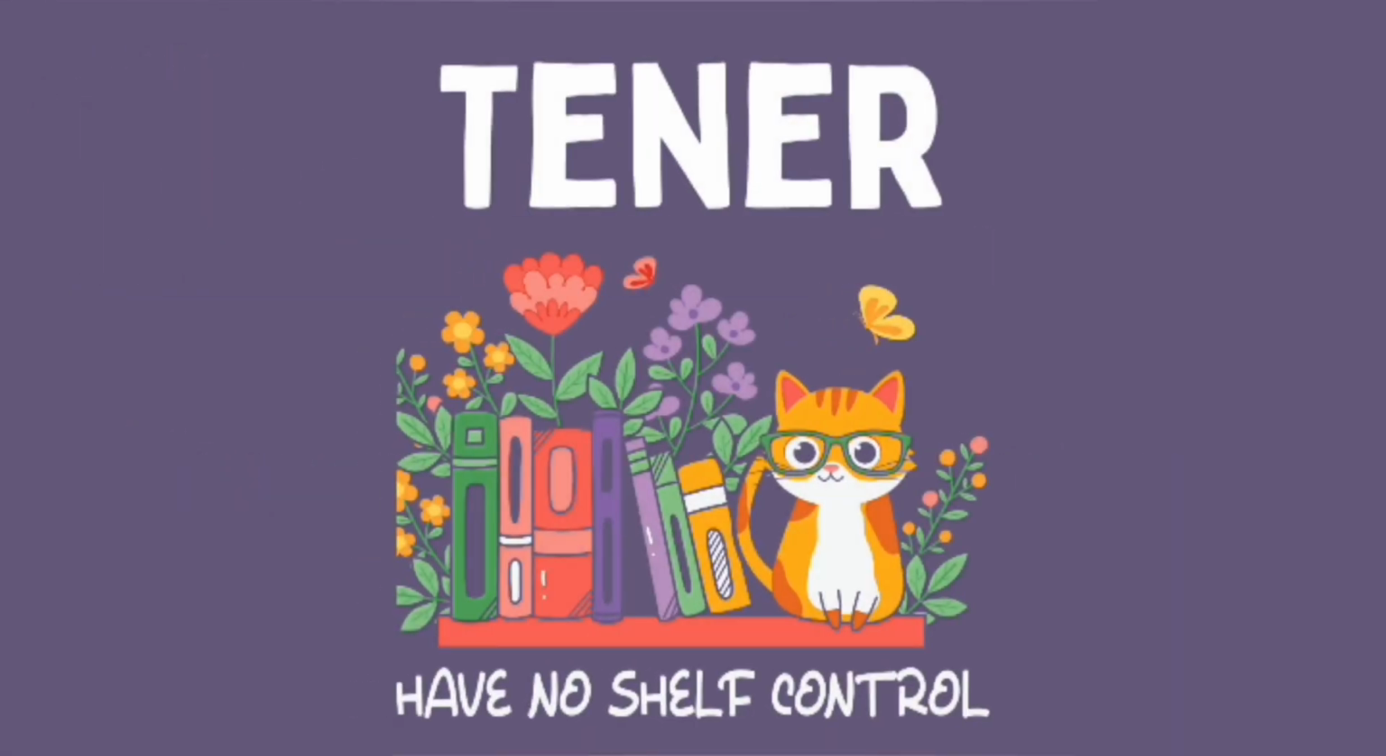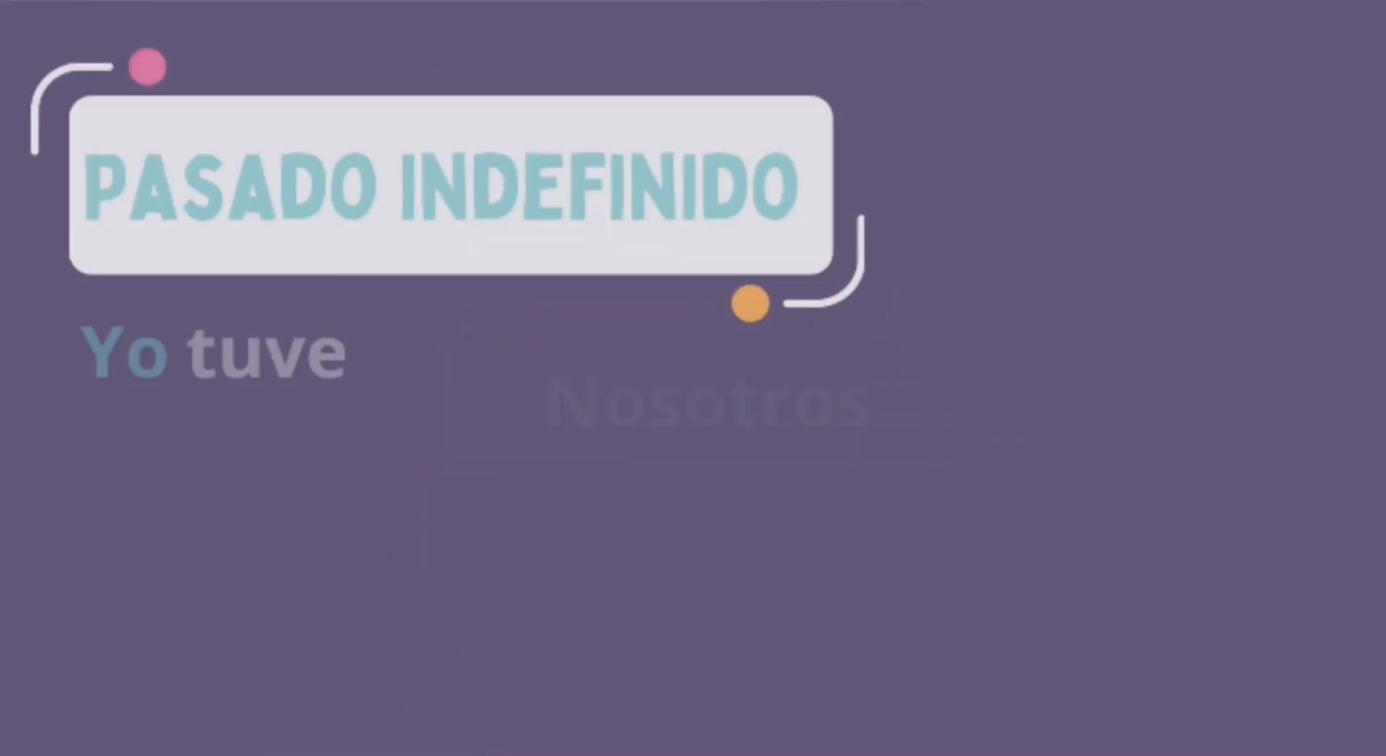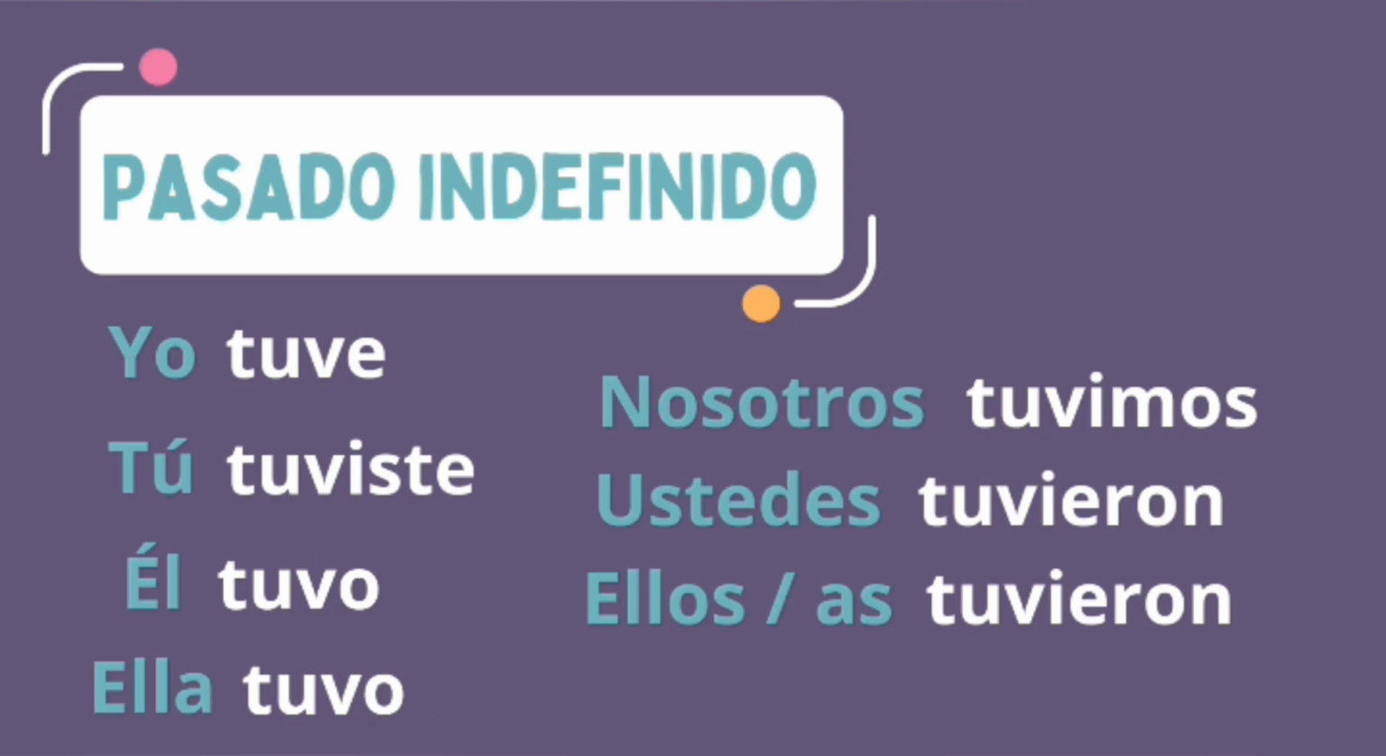And now we have this verb. This verb is to have. To have means tener. So first, let's see how you have to conjugate this verb in the indefinite past, okay? The conjugation of this verb would be yo tuve, tú tuviste, él tuvo, ella tuvo, nosotros tuvimos, ustedes tuvieron, ellos or ellas tuvieron, okay? This would be the conjugation in the indefinite past.